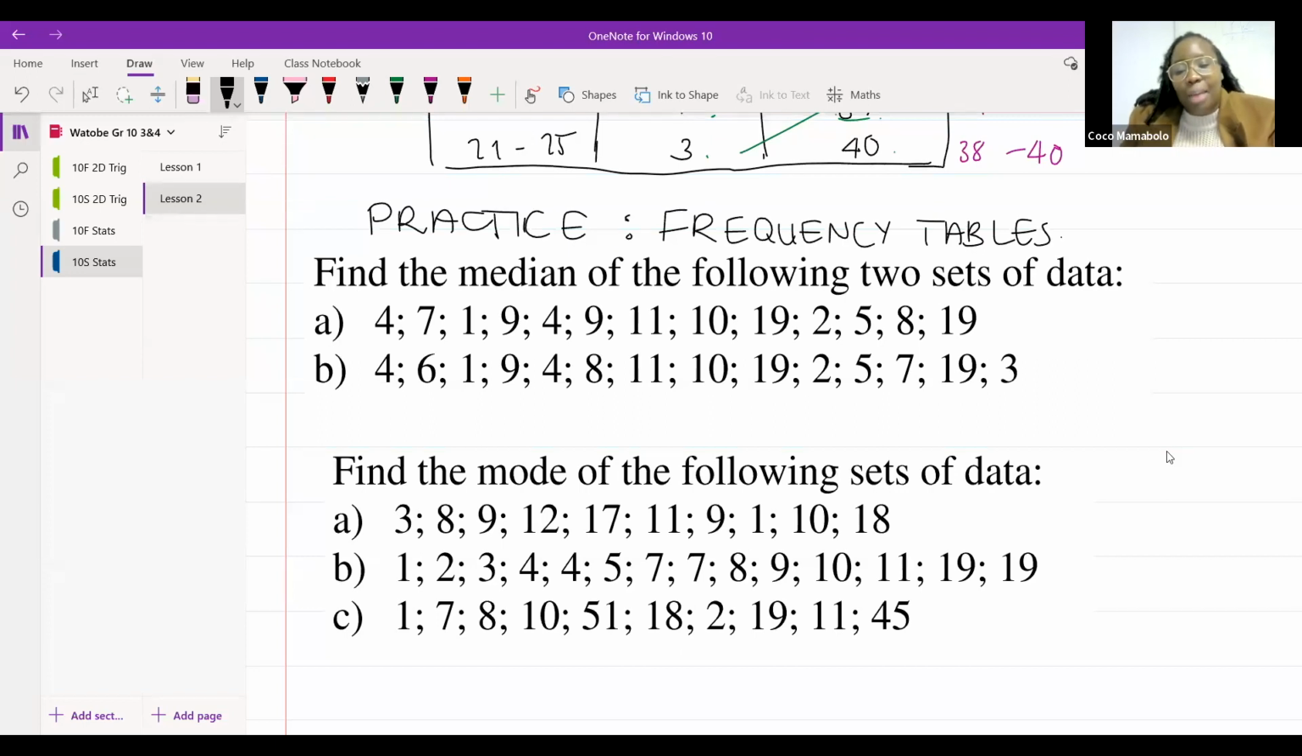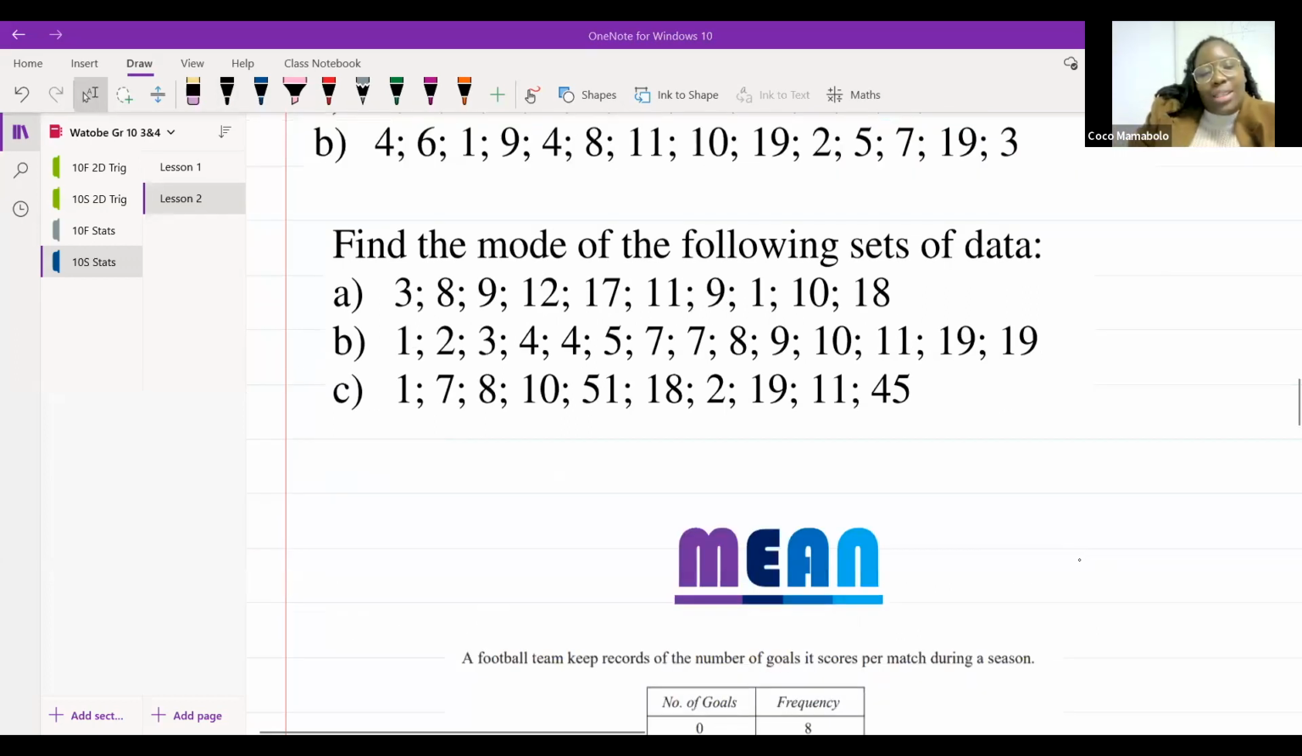So try and set up a frequency table and see if you can find the median and the mode. All right. Okay, cool. Let's look at the mean. So what does the mean actually mean? I know that sounds wrong.